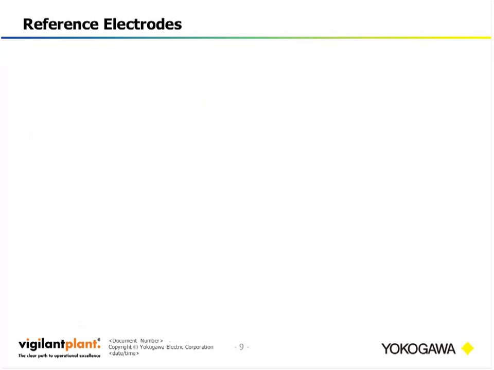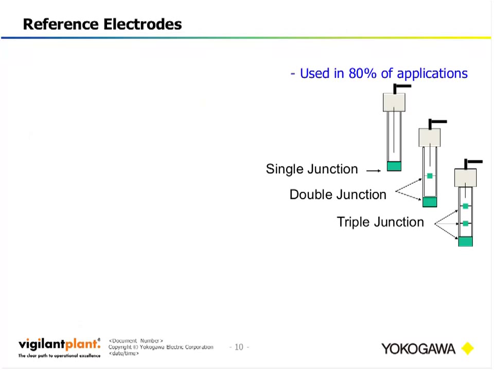To minimize the problems, design of the reference electrode over the years has been improved, and several different electrode design approaches exist today to address the various problems. So we've added multiple junctions, double and triple in some cases, to slow down the poisoning effects of the process on the silver-silver chloride element by putting additional barriers against the process.